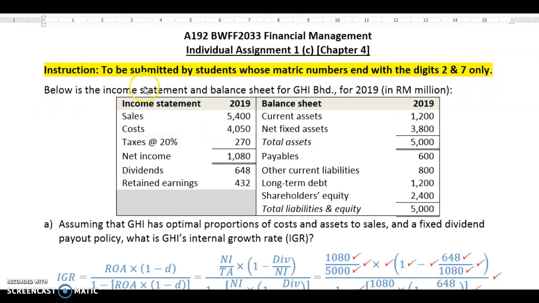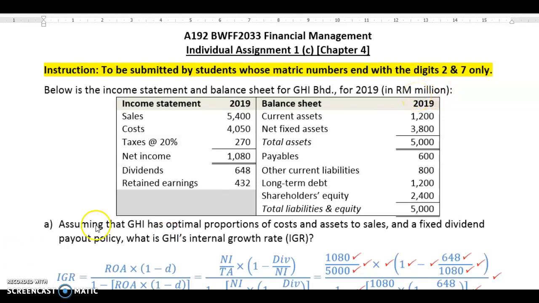Alright, in the question you were given this income statement here, and you were also given the balance sheet. The top part gives you the assets, and the bottom part gives you the liabilities and equity of the company. This company is called GHI. And this is the statement for 2019. They are all in Ringgit Malaysia.